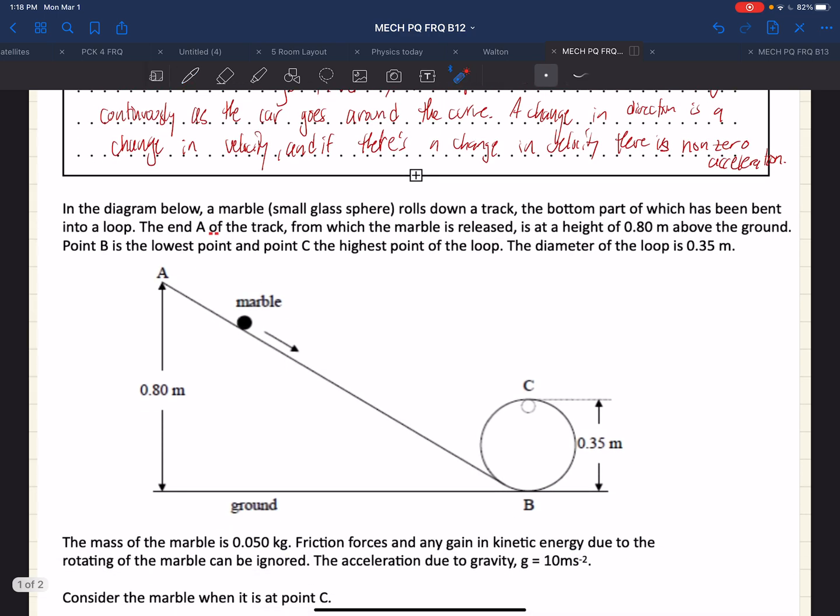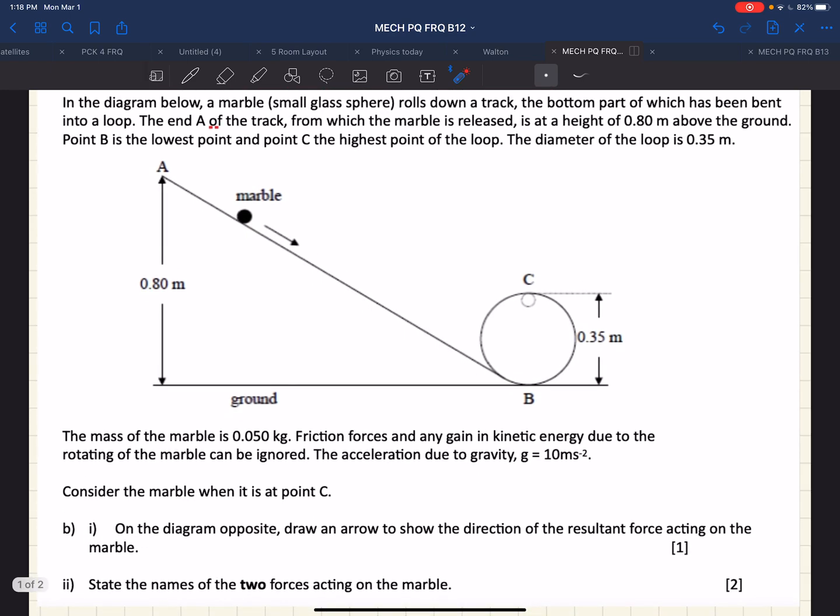In the next instance, we have a marble that starts up at A. It rolls down the track. The track has been bent. It goes around this circle. We're told the point A is 0.8 meters. B is the lowest point, and C is the highest point on the loop, which is 35 centimeters. We have the mass. Frictional forces can be ignored, and kinetic energy due to rotation of the marble can be ignored. And use 10 for g.